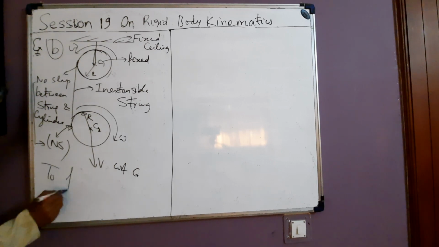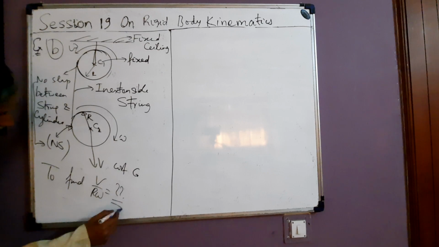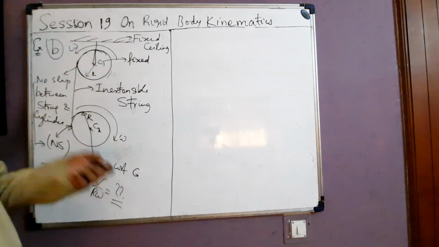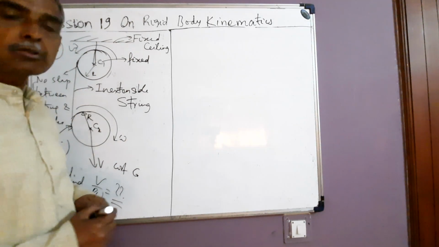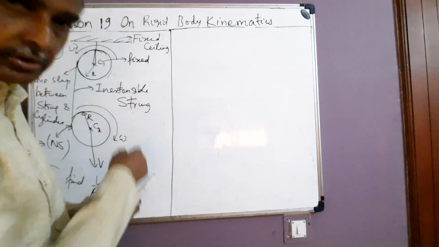We have to find the ratio V by R omega, which is unknown. We find the value of the ratio V by R omega. This also can be solved with different methods. I'll again solve it by two different methods, method 1 and method 2, as I did in part A, the previous question of this video.